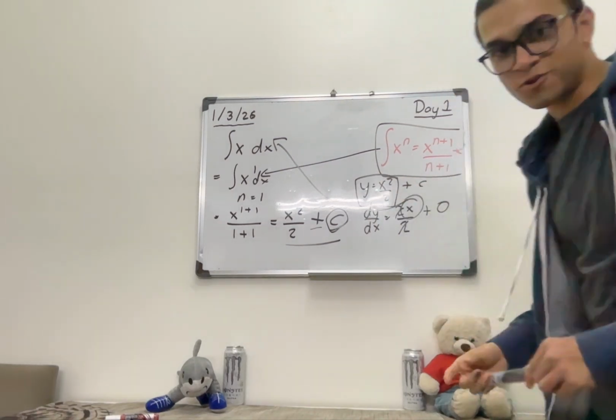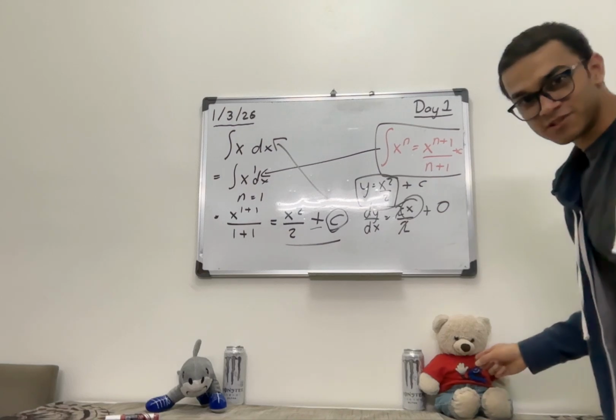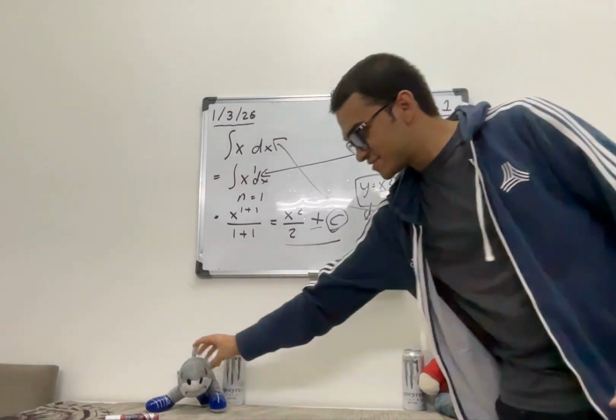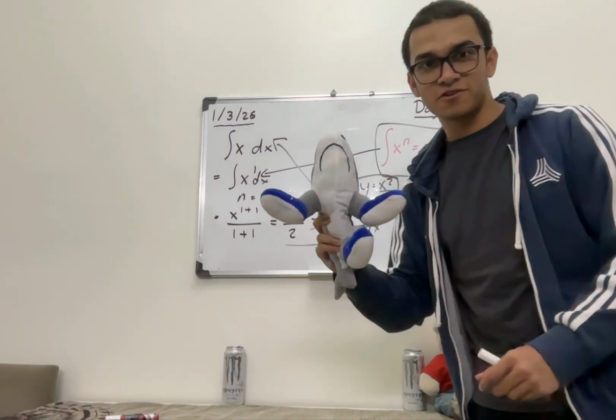Yeah. And also we're going to have a teddy bear. This is Bozo, he's going to be joining me. This is a Tung Tung Sahur plushie I got off of Temu.